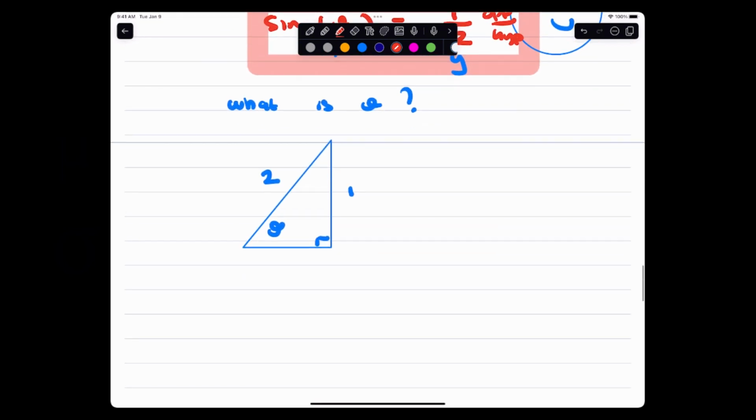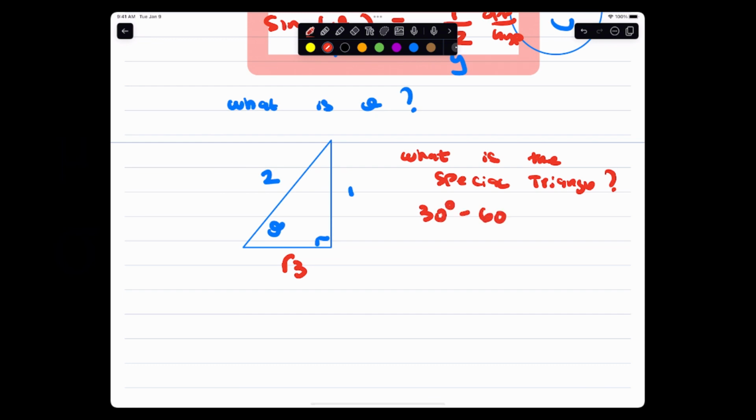That's why I gave you this happy face. Here's going to be the big question for us now. What is the special triangle associated with this? Do you guys know? Is there a special triangle? We have a hypotenuse 2, opposite is 1. There is. This side is a square root of 3. Is that right? Anybody remember? What special triangle is this? It's a 30-60-90-degree special triangle.